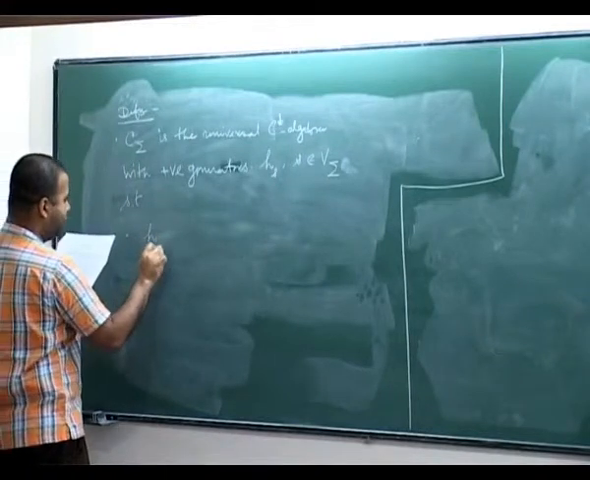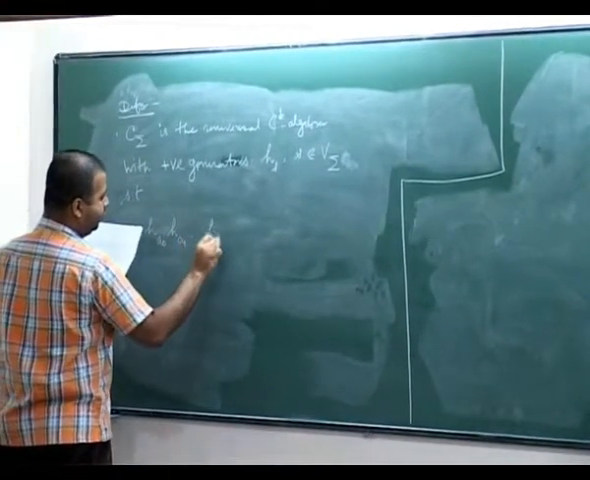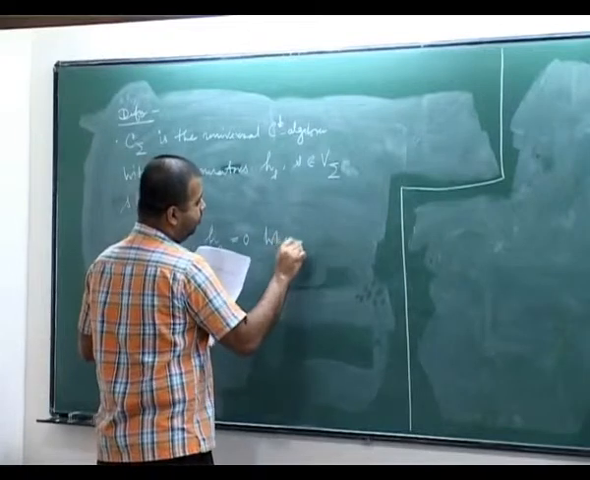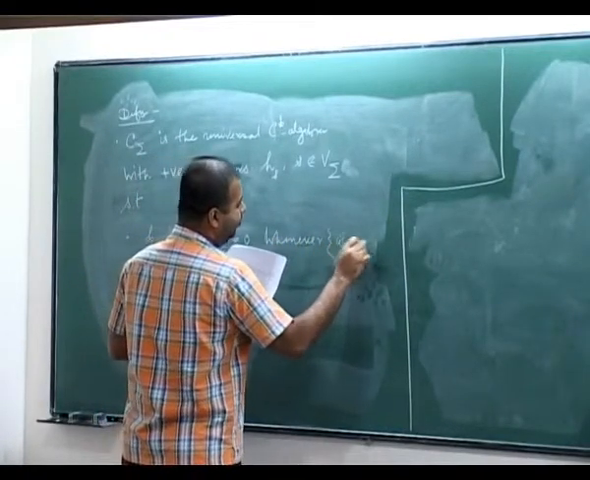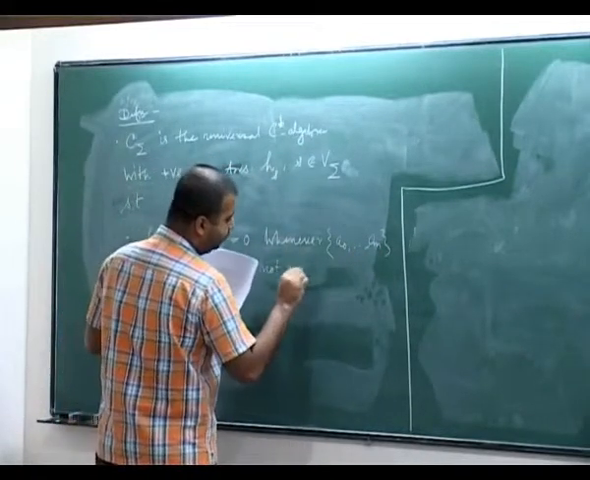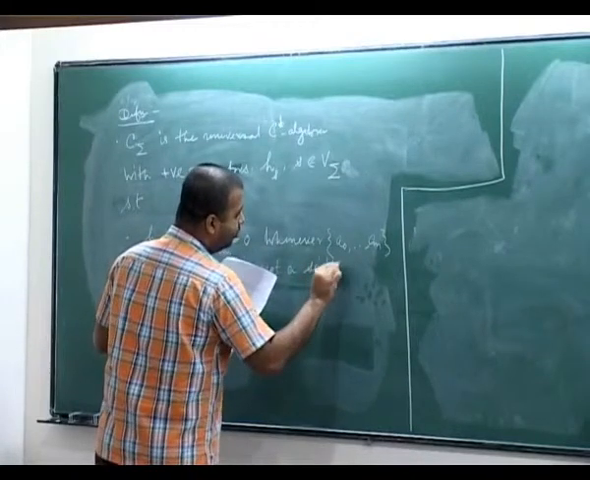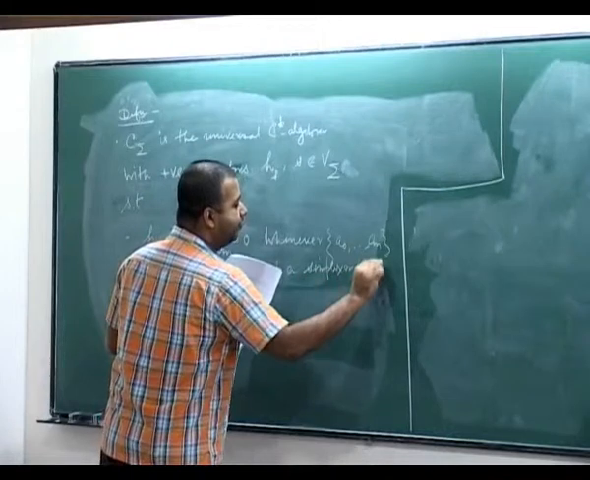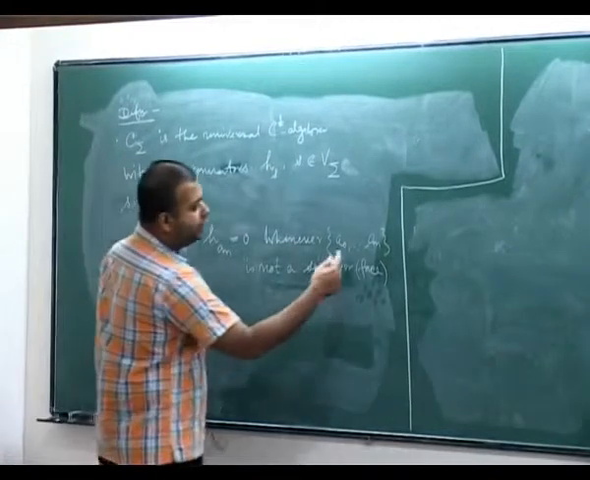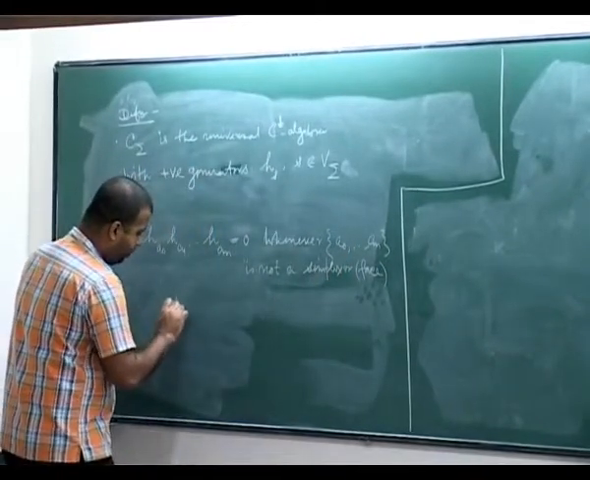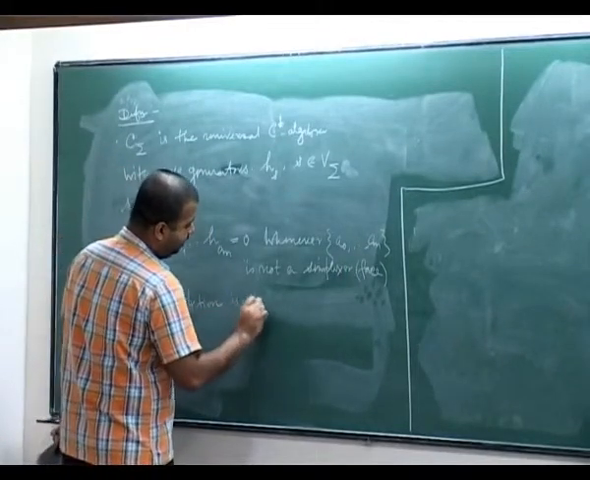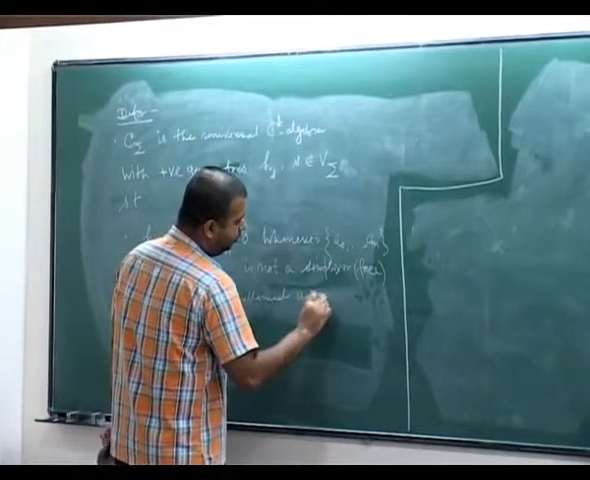Firstly, this product is 0 whenever this is not a simplex, or equivalently, I am also using the word phase. And even if I write it like that, repetition is allowed among them.